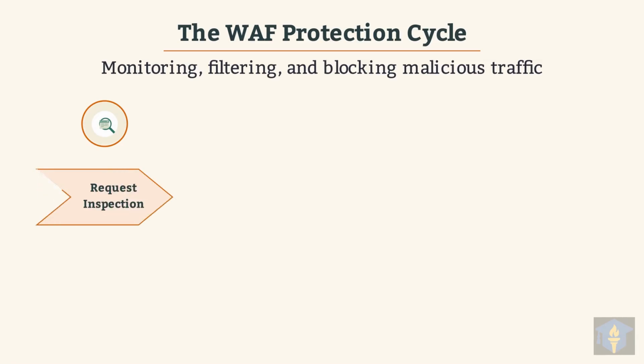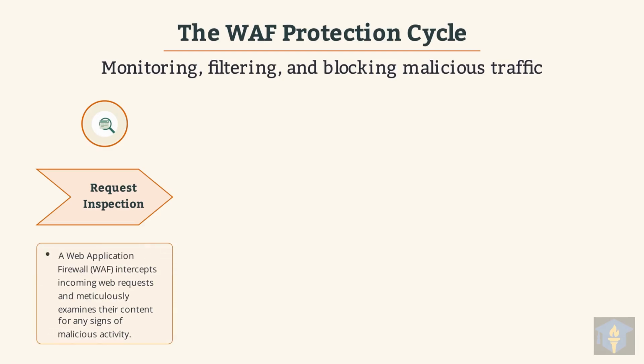The first step is request inspection, where the WAF thoroughly examines every incoming web request for suspicious patterns. A WAF intercepts all web requests, carefully scrutinizing their content to detect any potential indicators of malicious activity or threats.